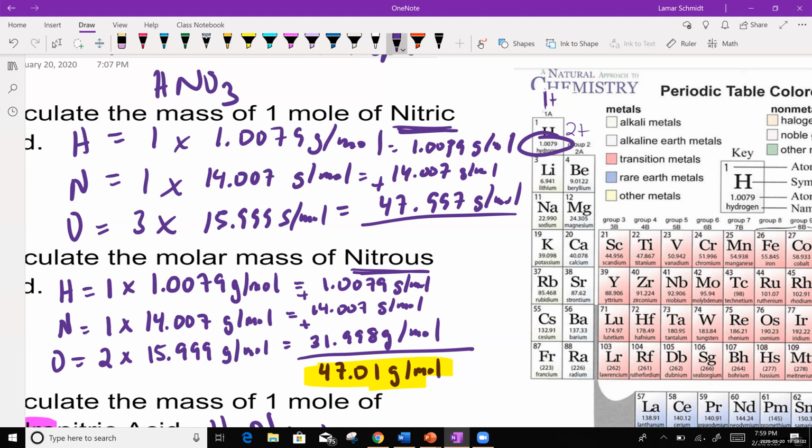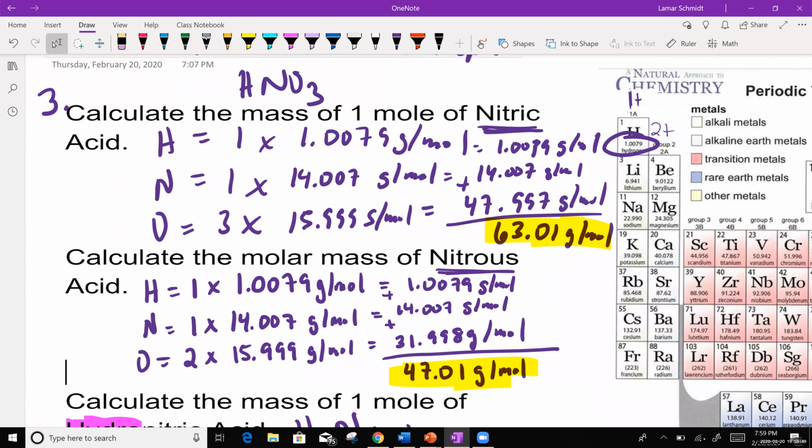And what you should get is 63.01 grams per mole. And I'm just going to go to 2 decimal places. And so there we are with nitric acid. And if you notice, nitric acid has 1 more oxygen than nitrous acid. All right.